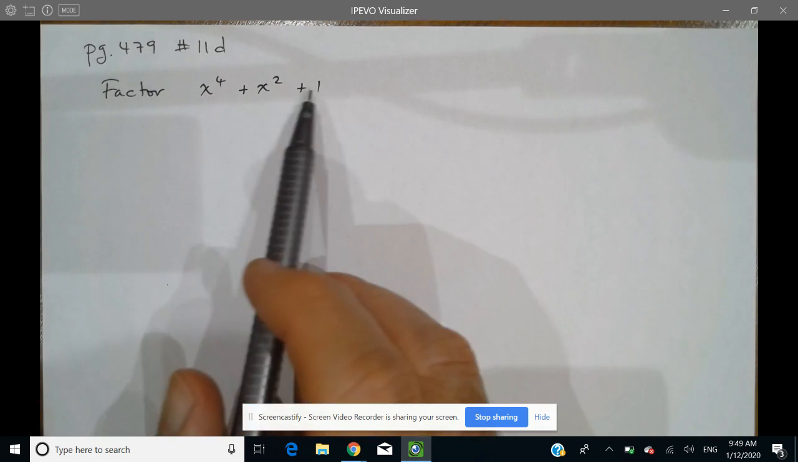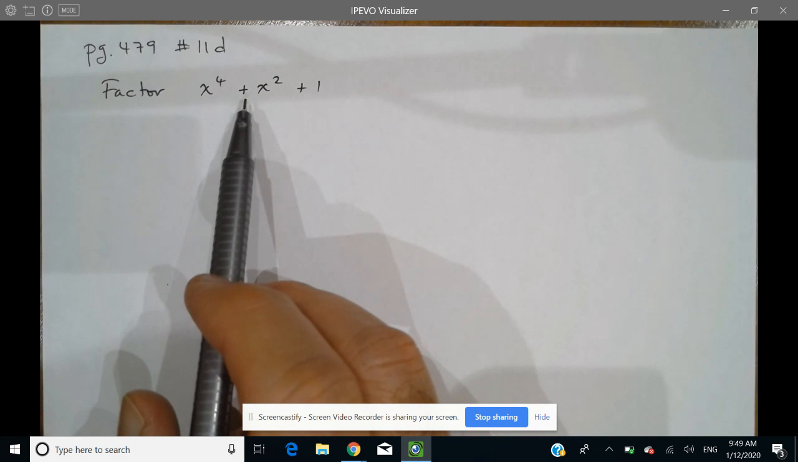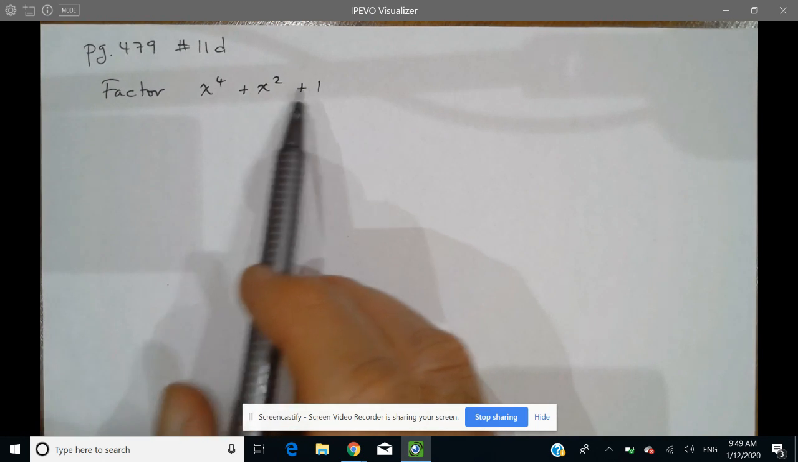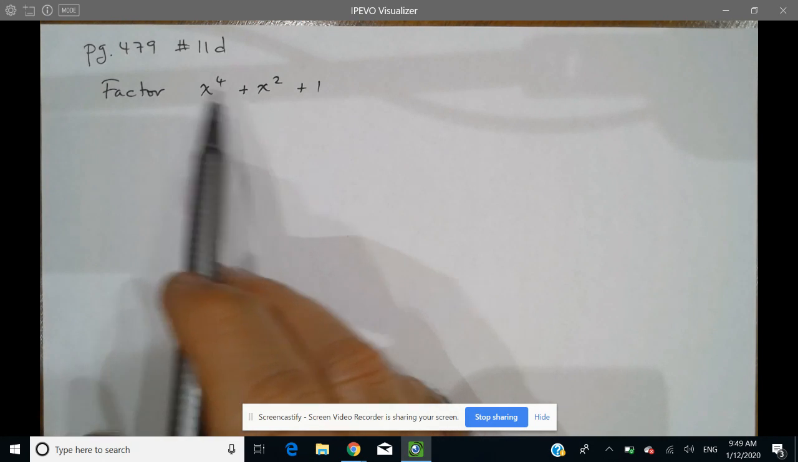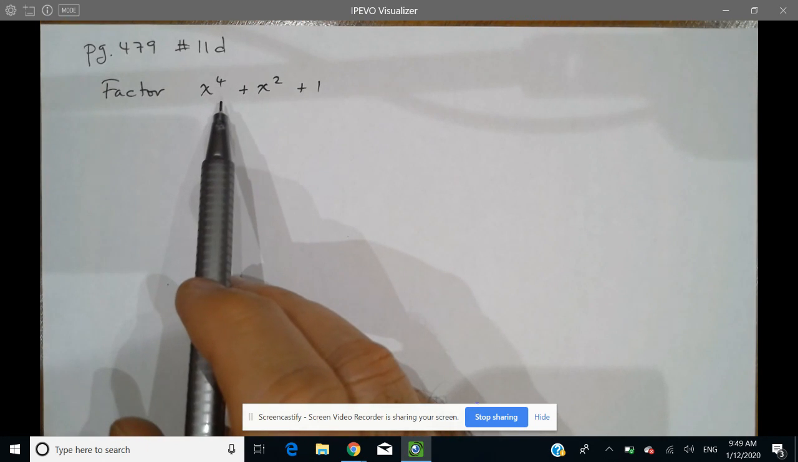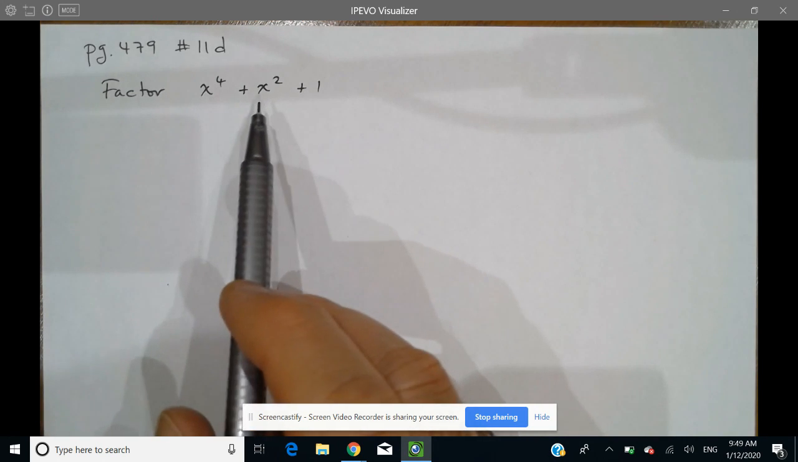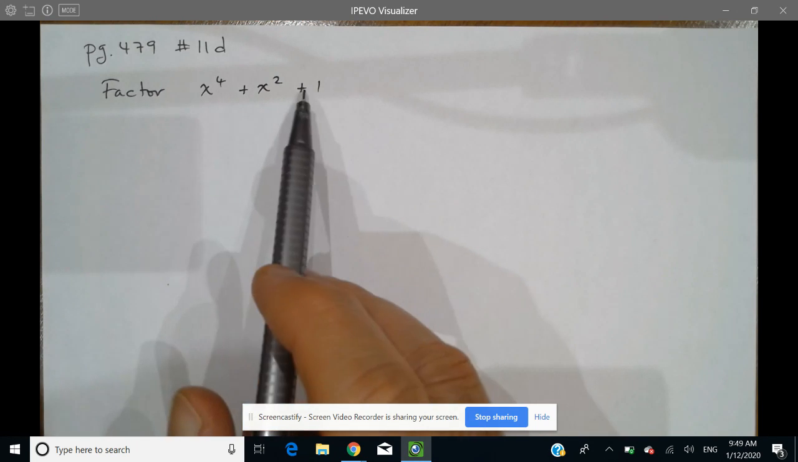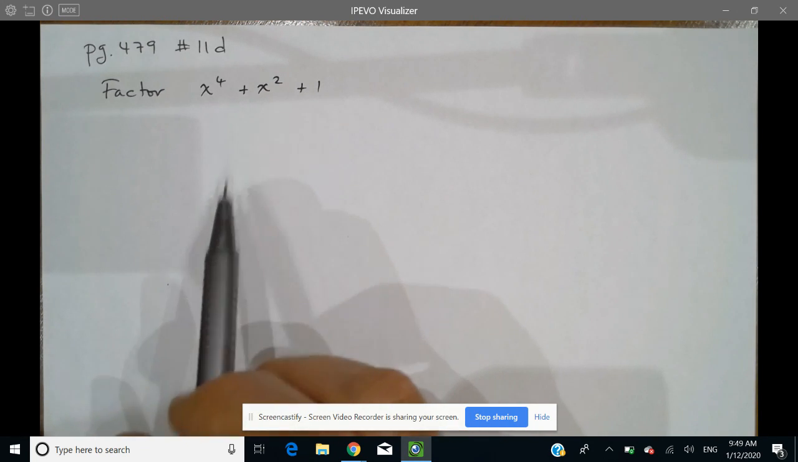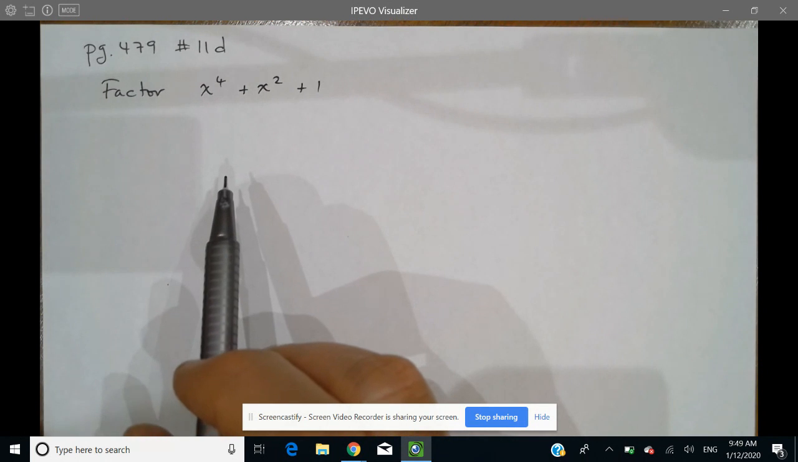So I might think of factoring this as a trinomial, but there are no two numbers that multiply to 1 and add up to 1. Okay, so I could think about using the quadratic formula. But if I check my discriminant, b squared minus 4ac, I've got b squared, which is 1, minus 4ac, 1 minus 4, a negative number. So that's not going to work.